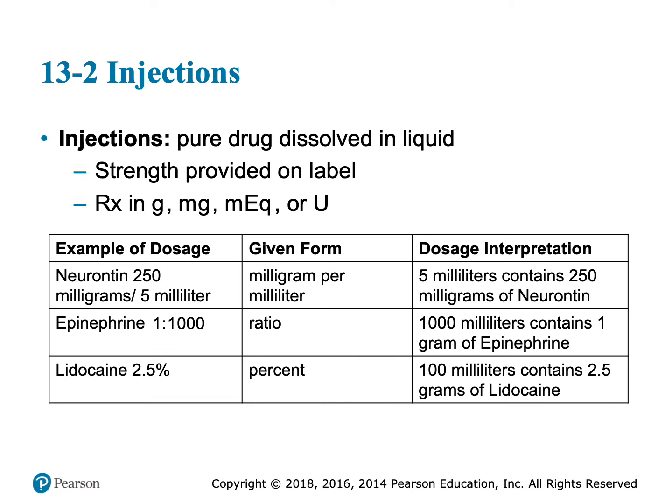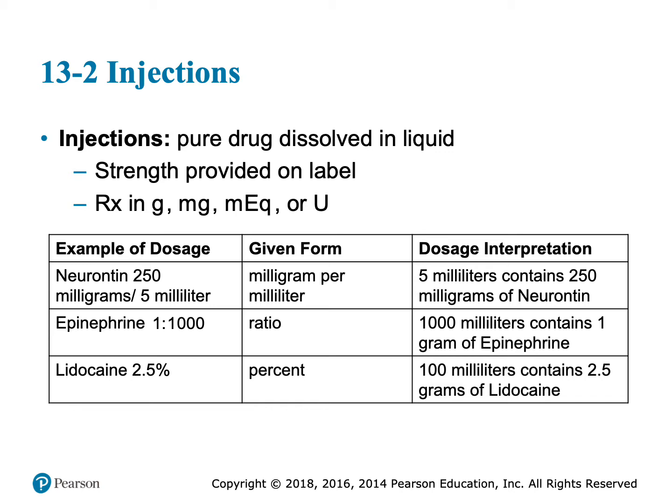All right, so injections are mixtures of pure drugs dissolved in some sort of liquid. Remember, a solute in a solvent, which equals a solution. So the dosage of solution strength is going to be provided on the medication label, and it'll typically be given in milligrams per milliliter as a ratio or as a percent. So it's important for us to remember that parenteral doses are calculated based on the amount of drug contained in a specific volume of solution.